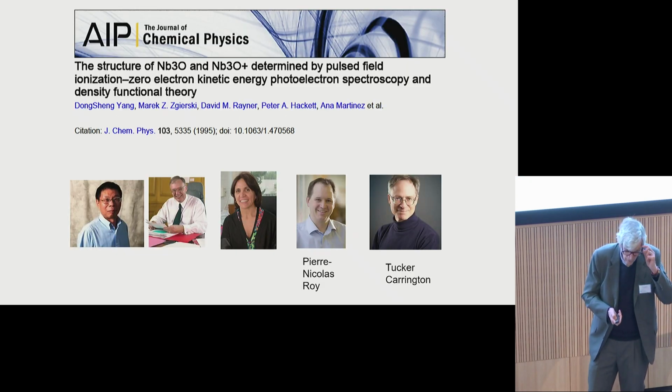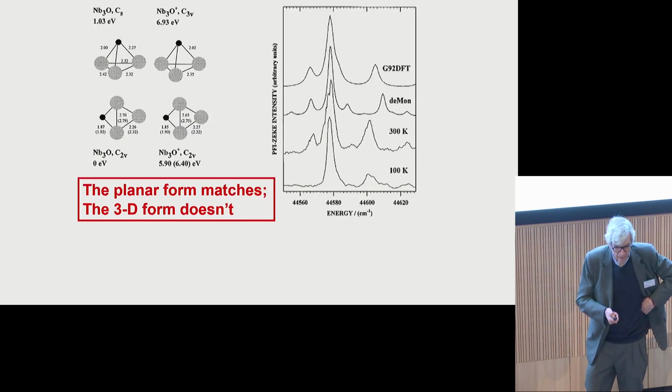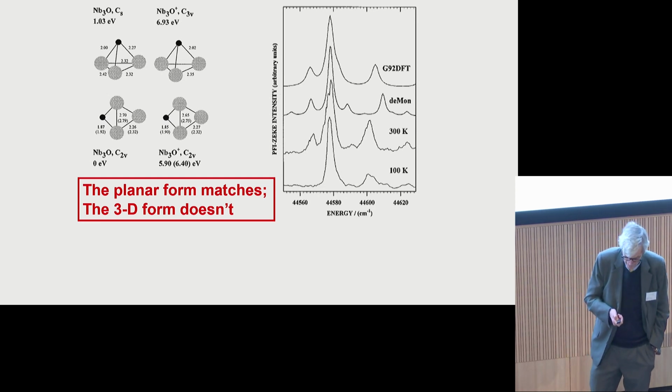What else did we do? A lot of work on transition metal clusters. This is a nice one for niobium-3 and its ion, niobium-3 minus, because it's a good example of, again, using indirect methods in order to determine geometries. I would say, in this case, a categorical determination of the structure of this niobium-3 minus cluster. Basically, if you do all of this and compare with photoelectron spectroscopy, you find that the planar form matches and the 3D form just simply doesn't. So we know now that this particular cluster is of the planar form.